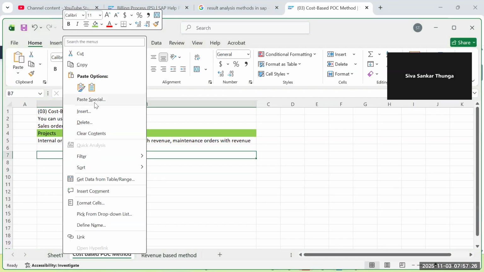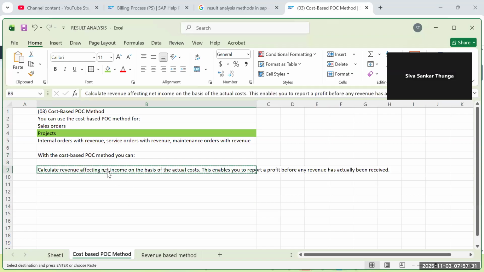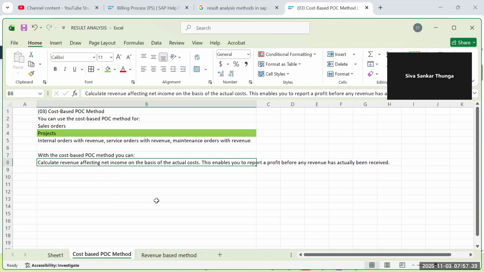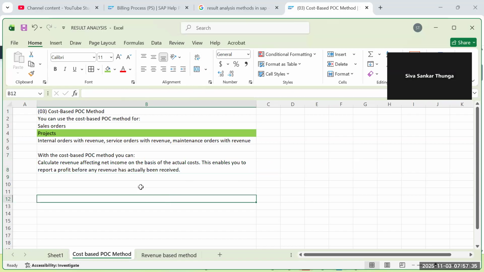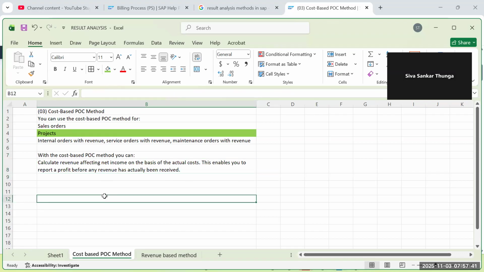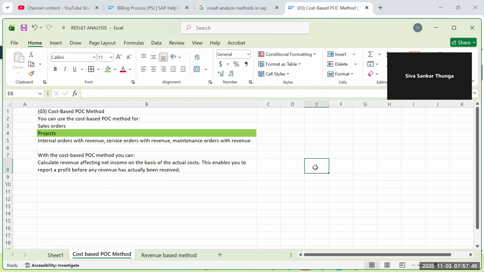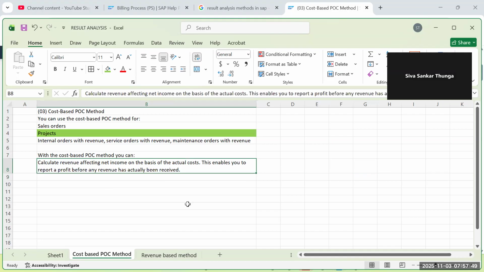See why I am explaining this as it is. Whatever is there in SAP, you will be able to understand very easily if I give the details of it, because yesterday the same point I explained, but I don't know how many of you understood this. Same point I explained, saying that 90,000 is my actual cost, revenue is zero in Excel. This is the statement that is telling, right? This enables you to report a profit before any revenue has been actually received.